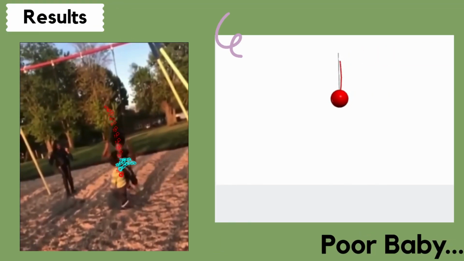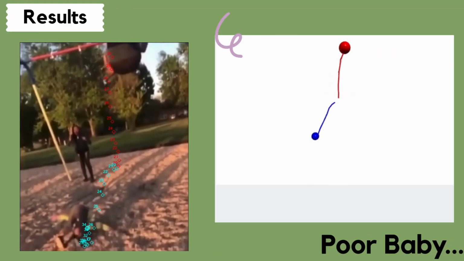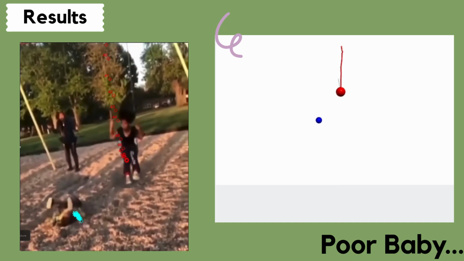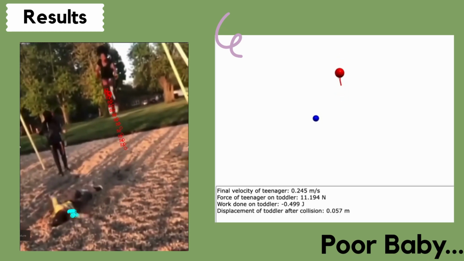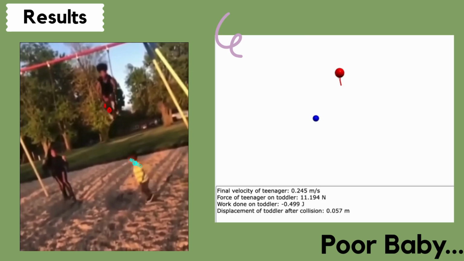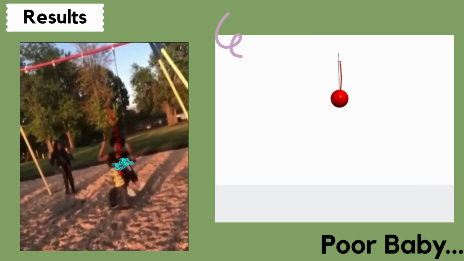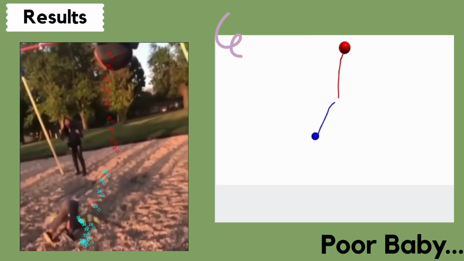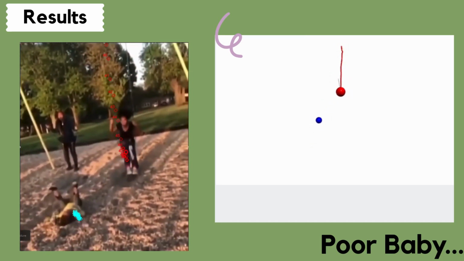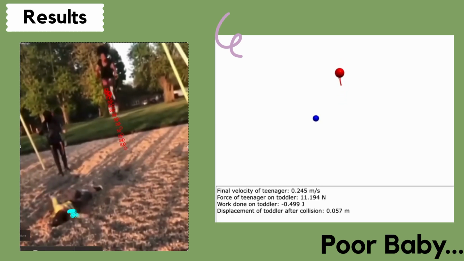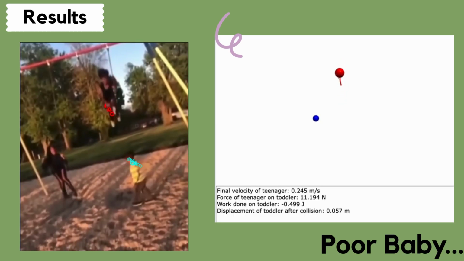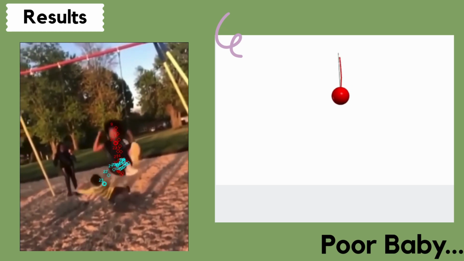The simulation closely mirrors the overall motion seen in the original video. The teen's swing motion follows a realistic arc, and the toddler's walking path is faithfully recreated using the position data. When the collision occurs, the model calculates and visualizes key physical outcomes, such as the final velocity of the teenager before impact, which was calculated using the change in position and time, giving insight into the teen's momentum.